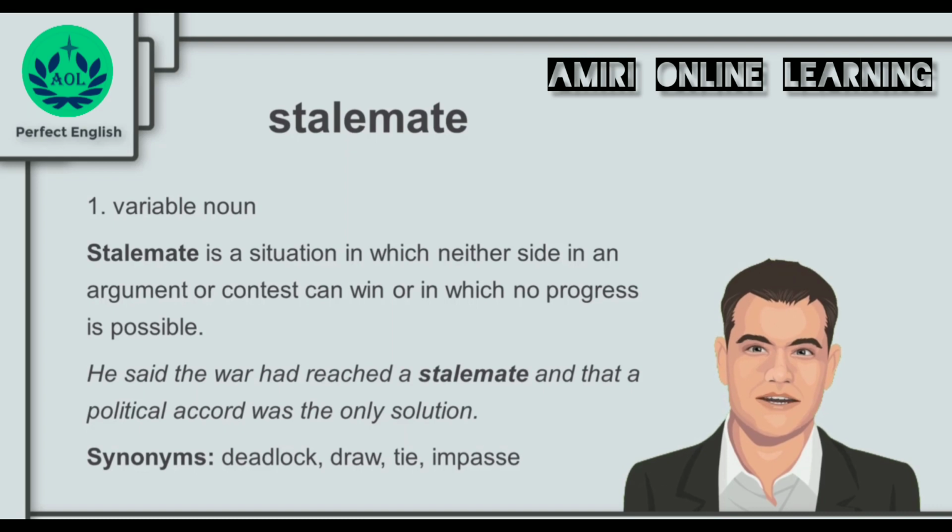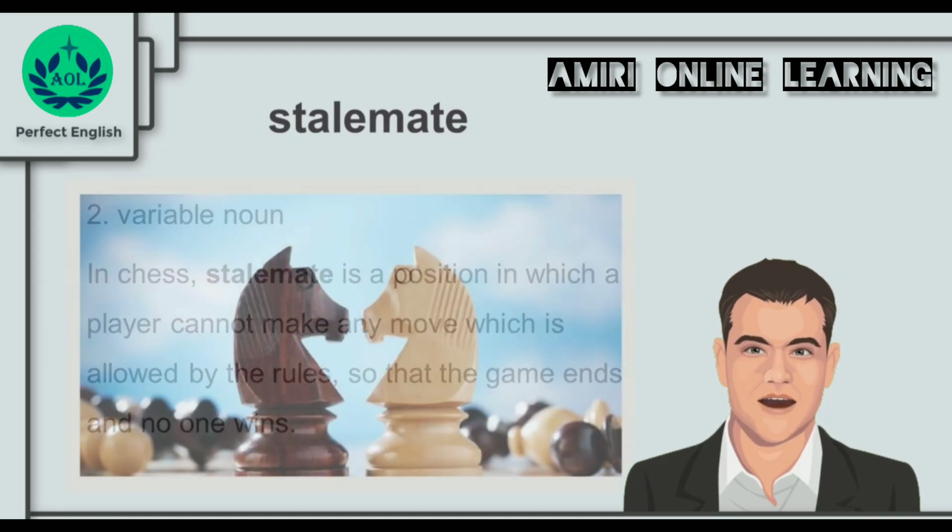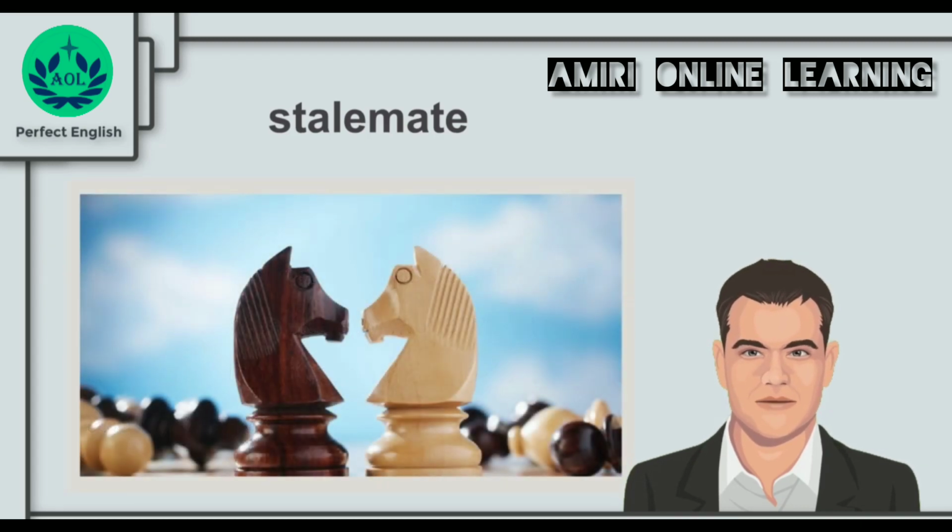And synonyms for stalemate are the words deadlock, draw, tie, and impasse. And of course, stalemate comes from chess. And in chess, stalemate is a position in which a player cannot make any move which is allowed by the rules, so that the game ends and no one wins. So the next time you remember those two chess pieces, remember the word stalemate and what it means.